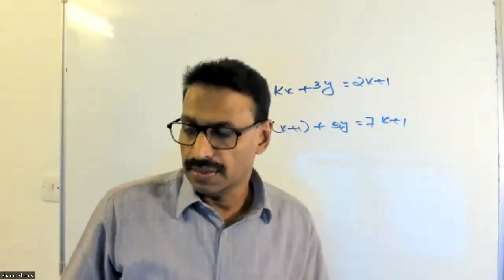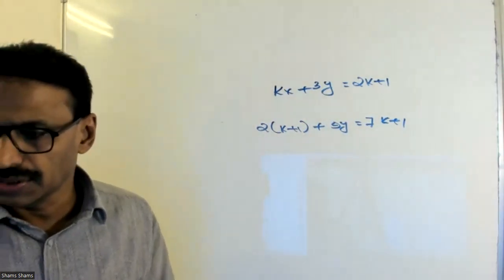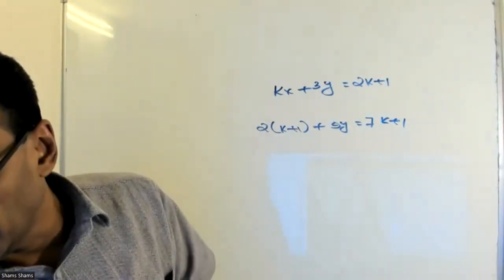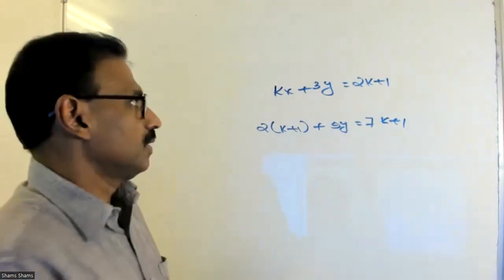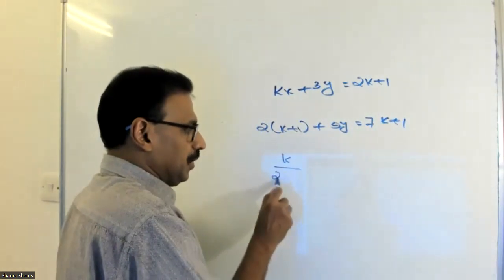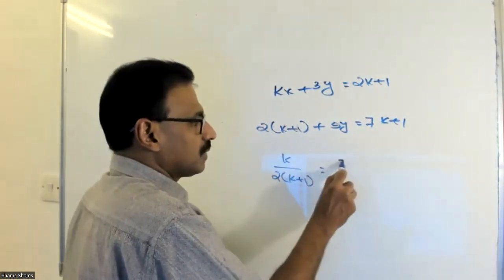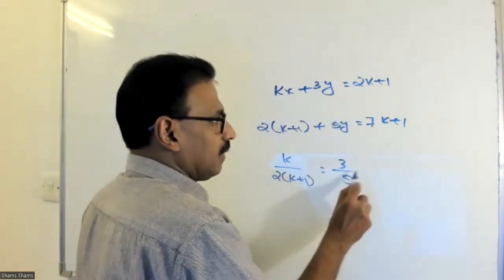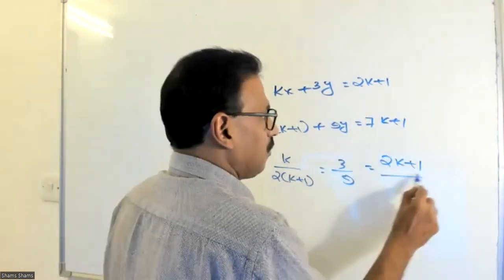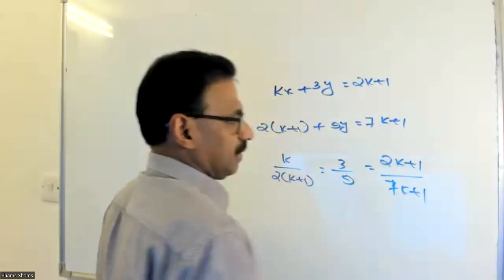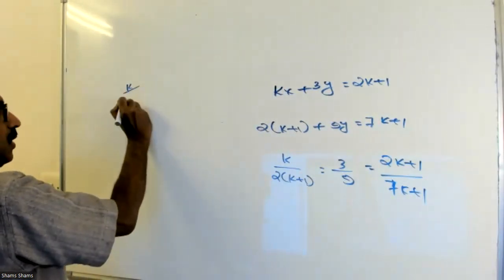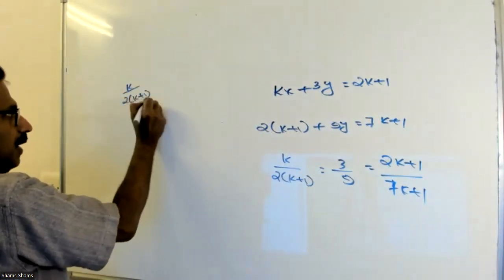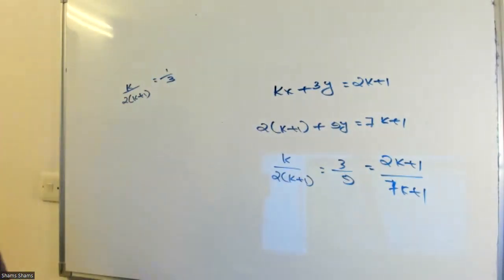Okay. Then infinite solutions. Infinite solution is what is that? a1 by a2 equal to b1 by b2. Okay. So k by 2 into (k plus 1) equal to 3 by 9 equal to (2k plus 1) divided by (7k plus 1). Okay. I'm just equating these two. k by 2 into (k plus 1) equal to 1 by 3. Okay. Right? Correct or not?